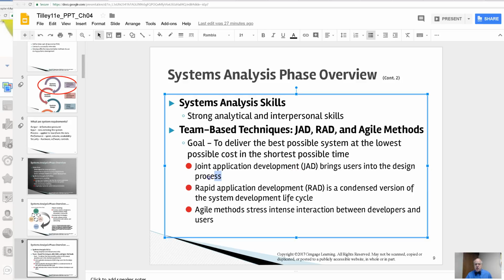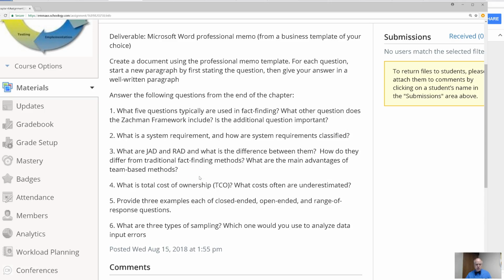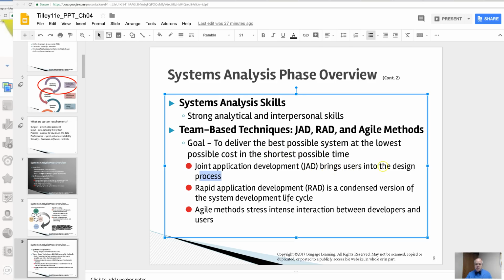But the thing with JAD, and here's part of the questions here, is what are JAD and RAD? What is the difference? With JAD, it's the design process that the user is involved with. You have them in special meetings. Let's nail down exactly what you want, Mr. Customer.